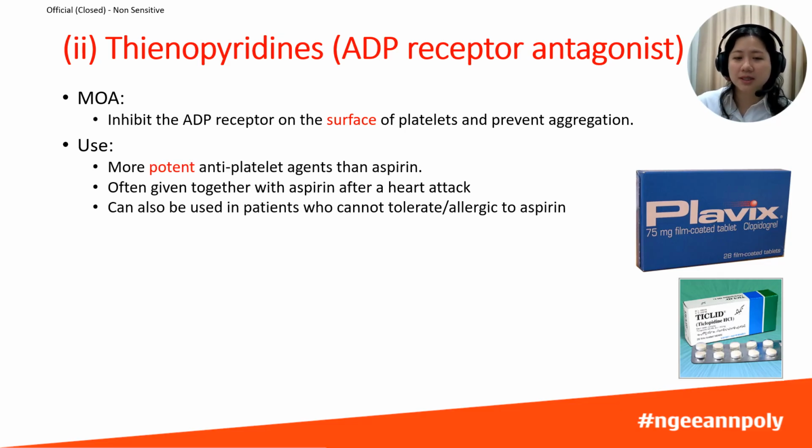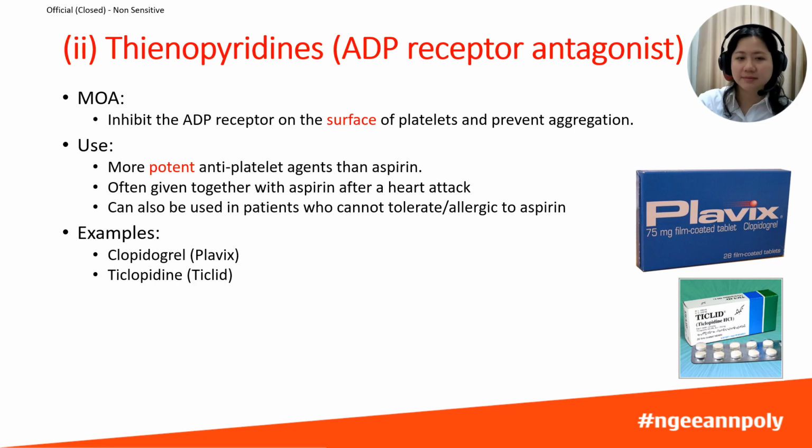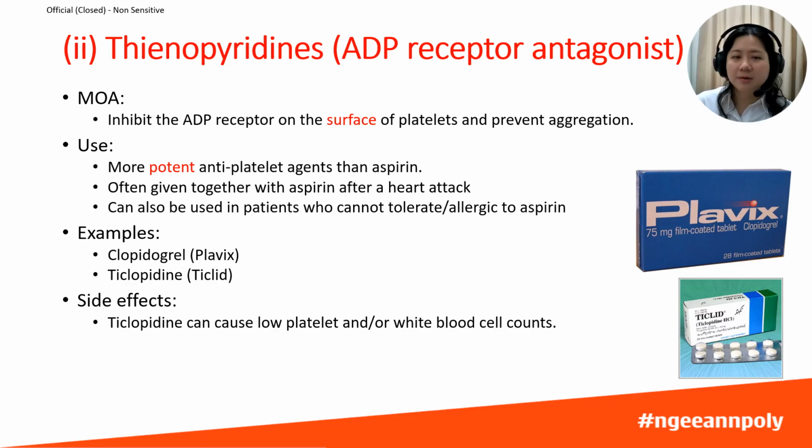Thienopyridines are more potent antiplatelet agents compared to aspirin, but they are also often given together with aspirin after a heart attack, and they can also be used in patients who cannot tolerate or who are allergic to aspirin. Examples of these drugs are clopidogrel, brand name Plavix, and ticlopidine, brand name Ticlid. With ticlopidine, there is also a rare but serious side effect, which is that it can cause low platelet and/or white blood cell counts.